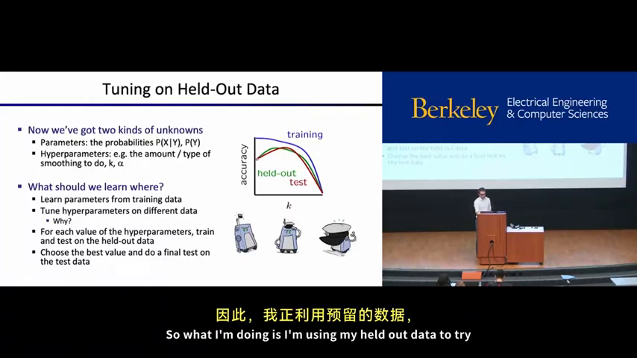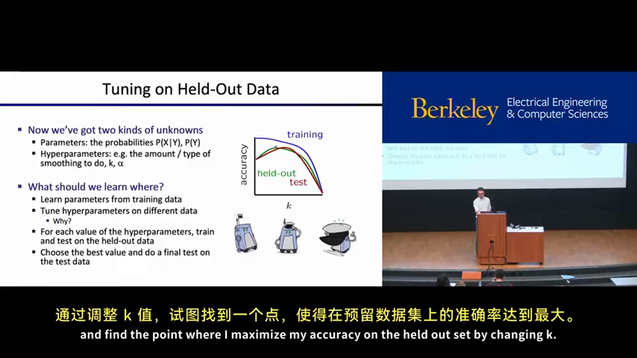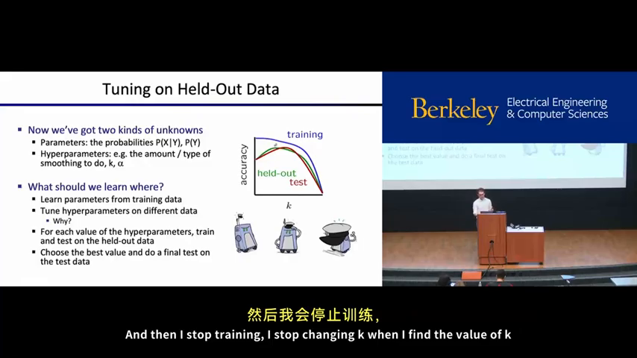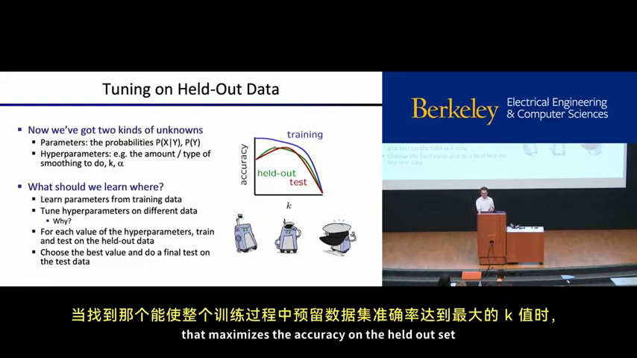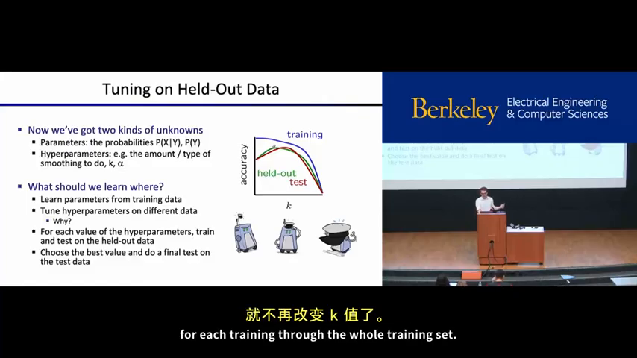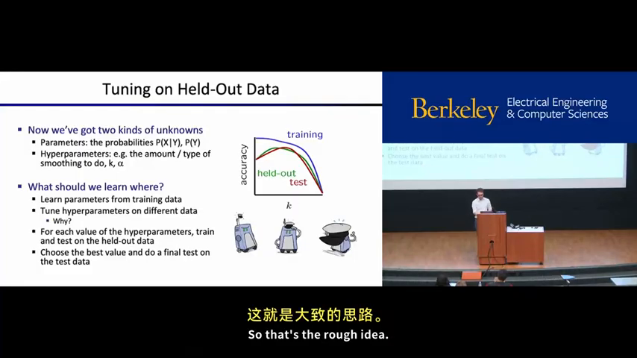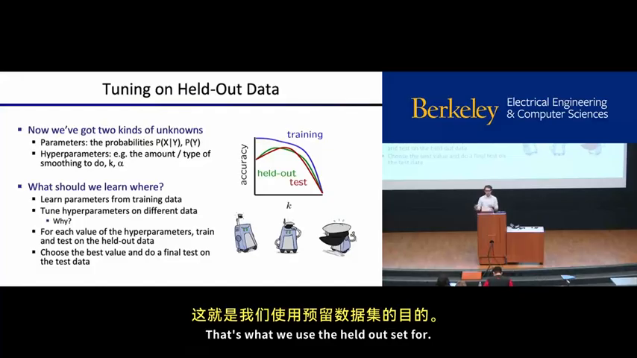So what I'm doing is using my held out data to try and find the point where I maximize my accuracy on the held out set by changing k. Every time I change k, I measure accuracy on the held out set, and I stop changing k when I find the value of k that maximizes the accuracy on the held out set for each training through the whole training set. So that's the basic idea, and hopefully the held out accuracy matches the test accuracy pretty well. That's what we use the held out set for.